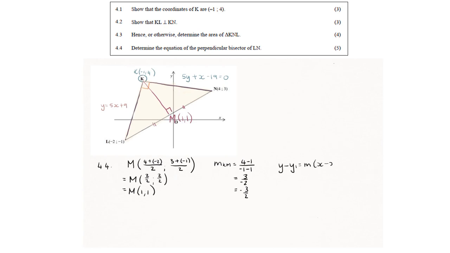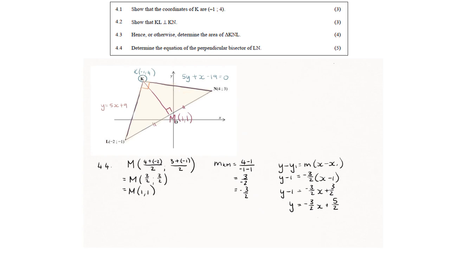And now we have the gradient and we have the coordinates of 1 point on the line. So now we can use the equation y minus y1 equals m times x minus x1 to determine the equation of the perpendicular bisector KM. So we put the point's coordinates as well as the gradient into the equation, and this gives us y minus 1 equals negative 3 over 2 times x minus 1 in brackets. And if we simplify this equation, it gives us the equation of the perpendicular bisector as y equals negative 3 over 2x plus 5 over 2.